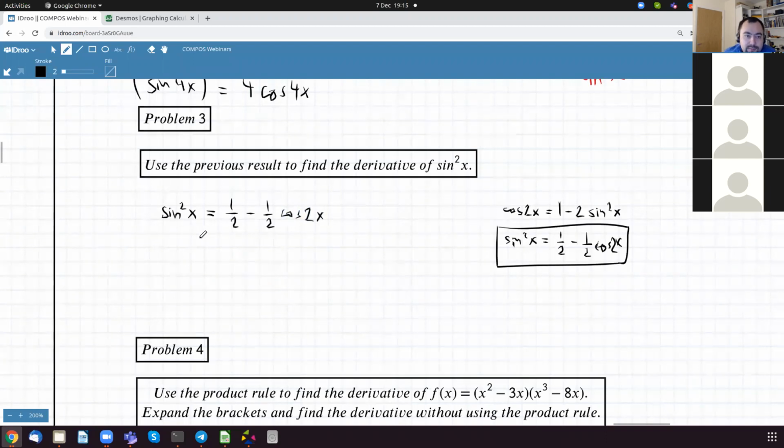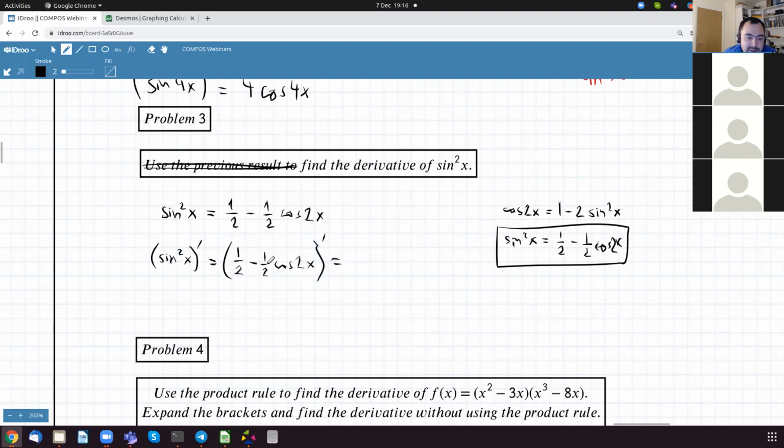And yeah, I shouldn't have said to use the previous result. It's not. I'll just cross this out, because we actually didn't find the cosine, we did the sine. And if you want to find the derivative of sine squared x, it's going to be the derivative of 1/2 minus a half cos 2x.